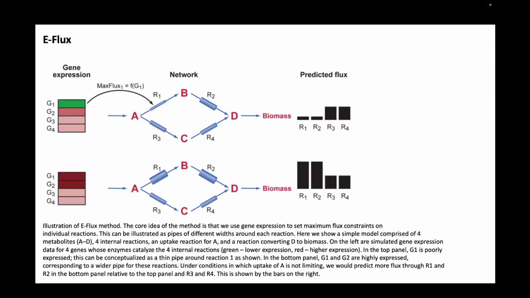Now, in the first case, you do not have very good expression for G1 and G2, and this is the predicted flux for that. So in that case, G1 and G2 are basically involved in R1 and R2 reactions. So the expression is lower. So the final flux for R1 and R2 will be lower compared to R3 and R4, because G3 and G4 are expressing more here. Now, in the second example, G3 and G4 are actually having lower expression compared to G1 and G2. The more red, the more expressed it is, right?